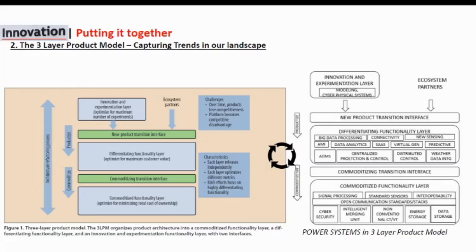This is one example of power systems in this model, where we have put many of the older concerns which are now commoditized in the commoditized layer, and we see the differentiating functionality like big data, connectivity, sensing and other capabilities in the differentiating layer, and cyber physical systems playing a role in the innovation layer. Capturing trends in our model is not just once, it is a continuous activity which we have to do. And this three-layer product model serves as a very simple picture which most organization stakeholders understand and can relate to.